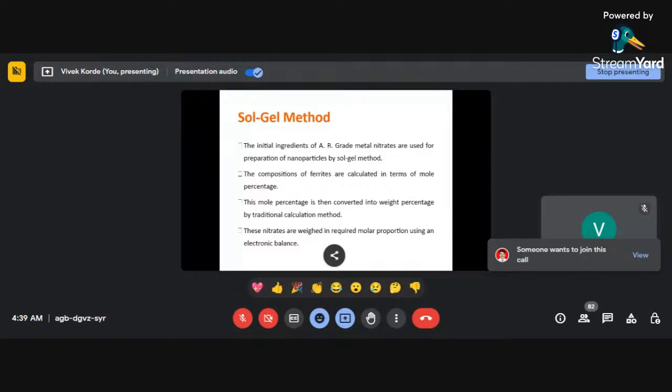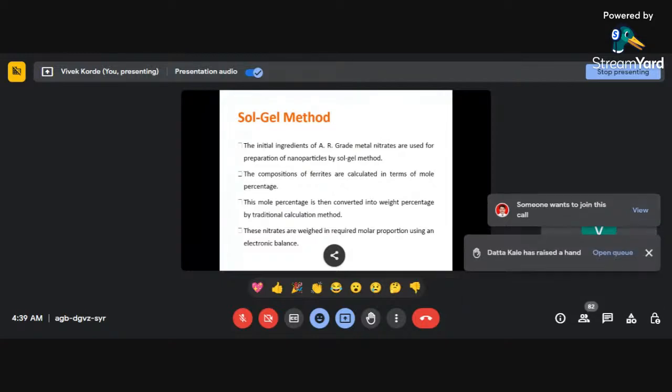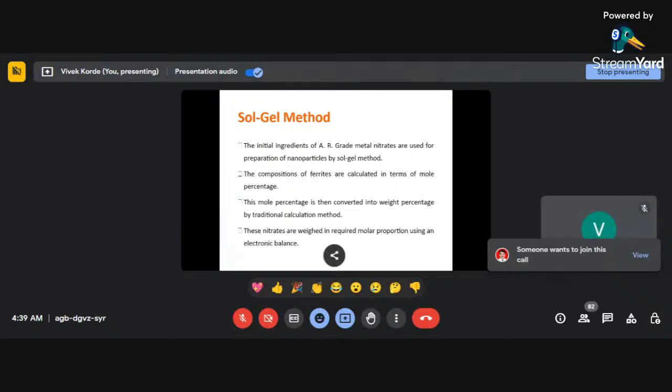So here, the initial ingredients are taken as AR grade materials, or metal nitrates are used for preparation of nanoparticles by the Sol-Gel method, and the compositions of ferrites are calculated in terms of mole percentage. Then this mole percentage is converted into weight percentage by a traditional calculation method, and these nitrates are weighed in the required molar proportion using an electronic balance. Next slide.